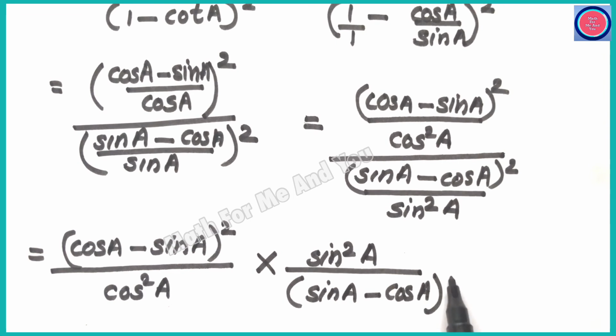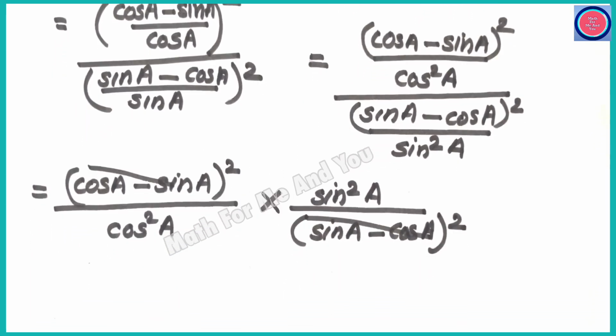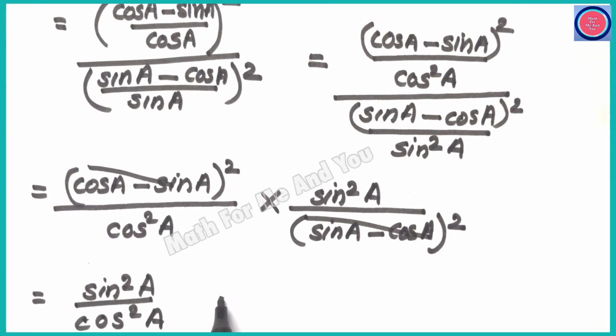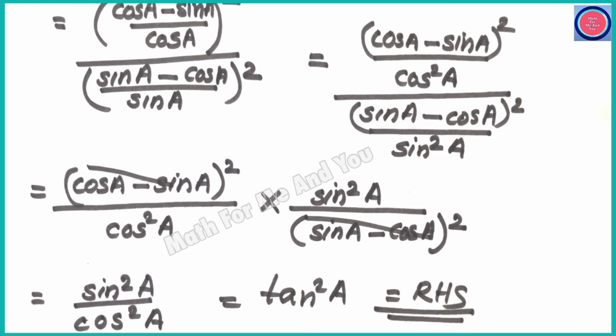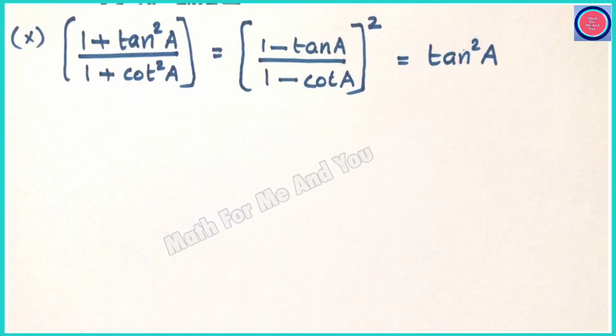See the numerator and denominator, cos a minus sin a the whole square and sin a minus cos a the whole square. They are same, a minus b the whole square and b minus a the whole square are the same. So we can cancel these two same terms. What we are getting now is sin square a in the numerator and the denominator is cos square a. So sin square a by cos square a is sin a by cos a the whole square, which is tan a the whole square or tan square a, and that is the RHS. LHS equals RHS means we have completed the proof, and in this part 10 we have shown both the brackets are equal to tan square a.